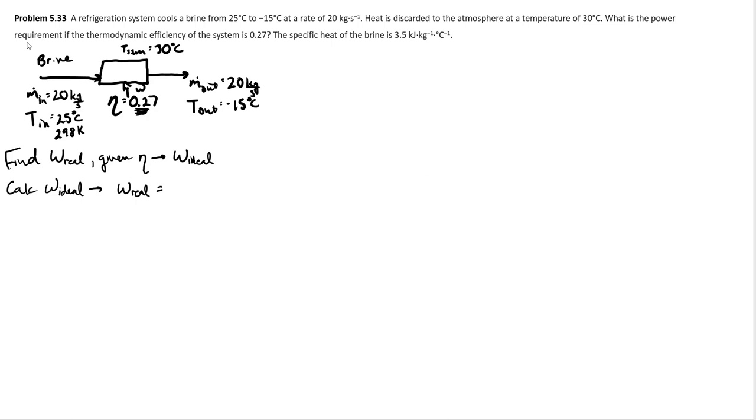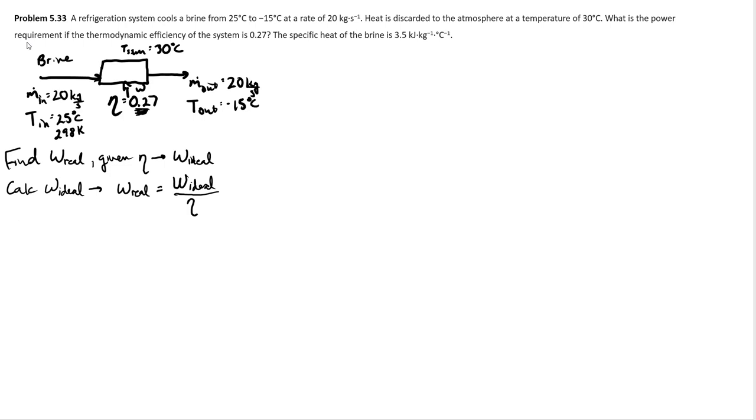The thermodynamic efficiency of this engine, or actually we should call it a heat pump, but it's a little confusing. But think of this as kind of an engine that's transferring heat. Is 0.27, and so the real work is going to be the ideal work divided by the efficiency. It is going to take more work to do this than the ideal work. So that's what we're going to have to do.